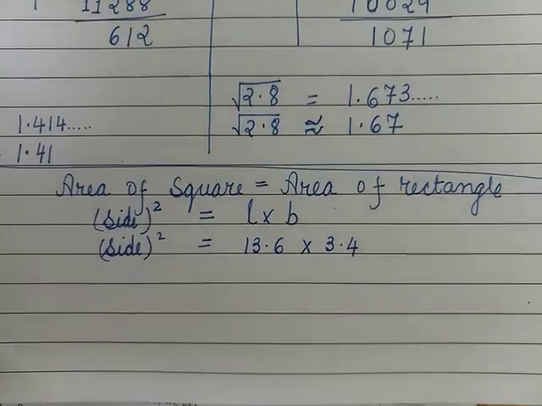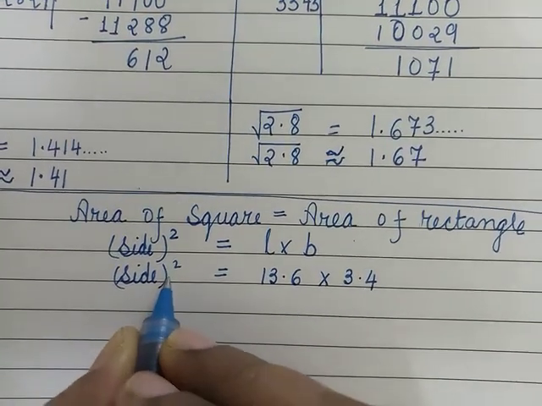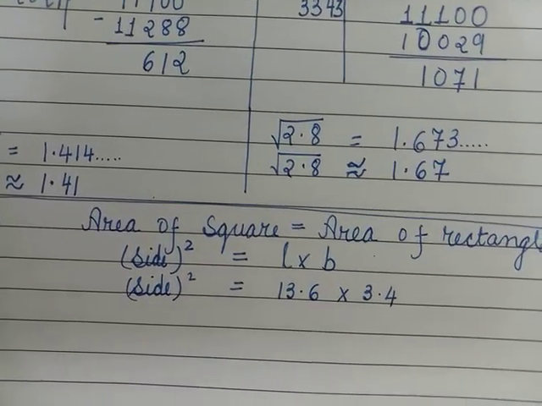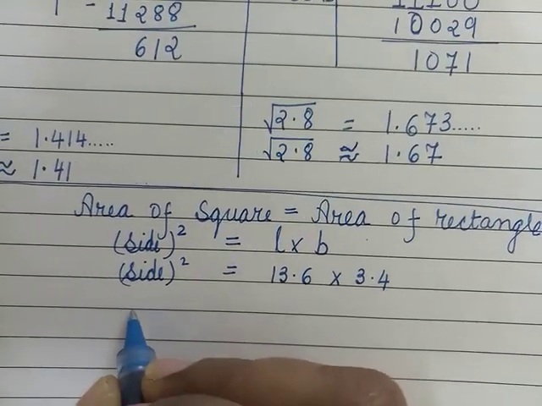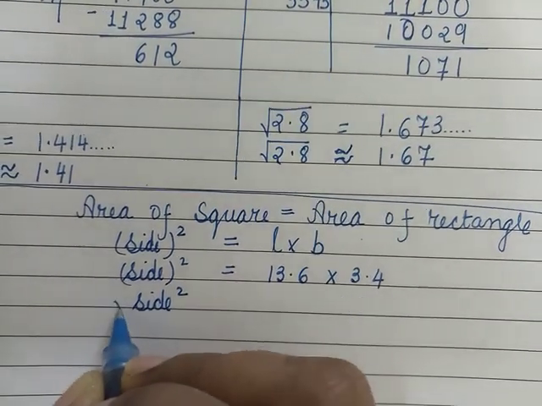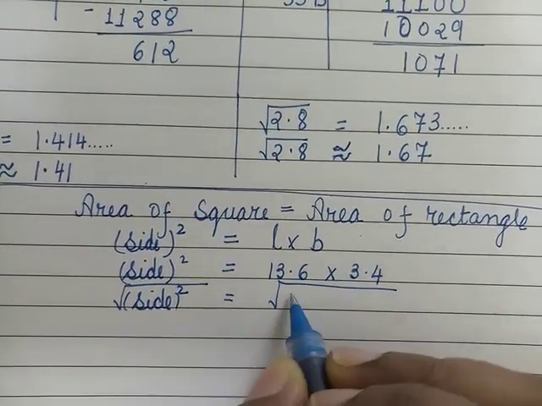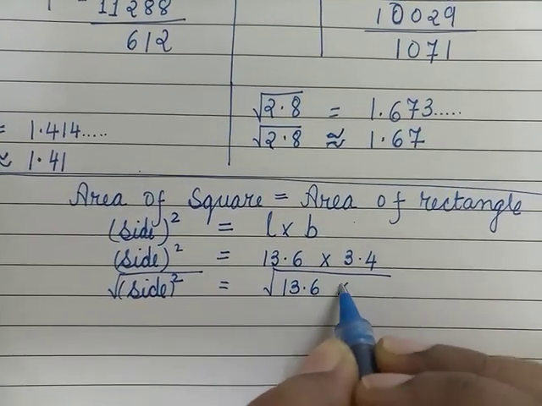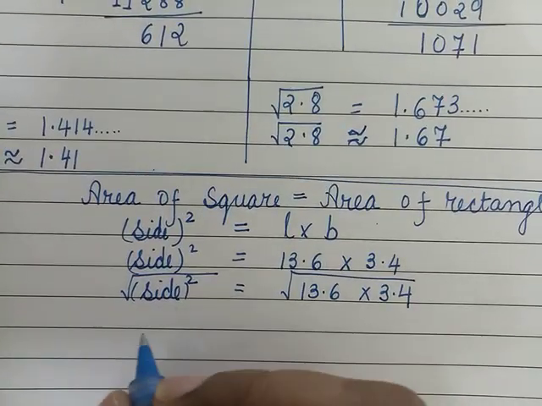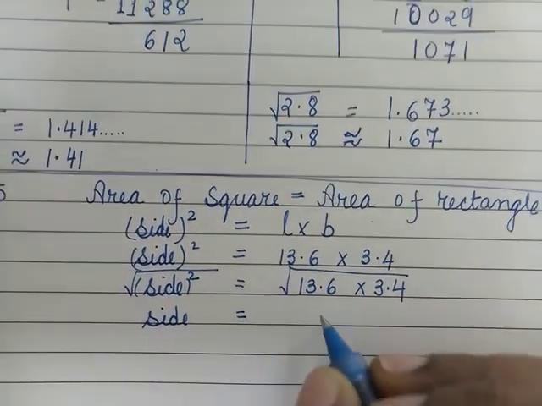Now we are looking for the length of each side. We know the side squared, and we are looking for the side. Square is given and we are looking for the side, so what we do is take the square root. Square root of side squared is equal to the square root of 13.6 into 3.4. Now the square root of side squared will be equal to the side, and the square root of this.